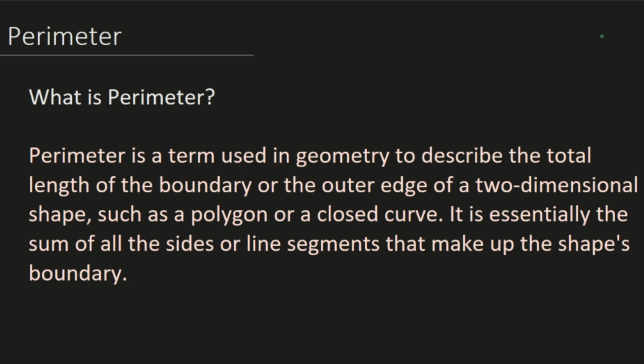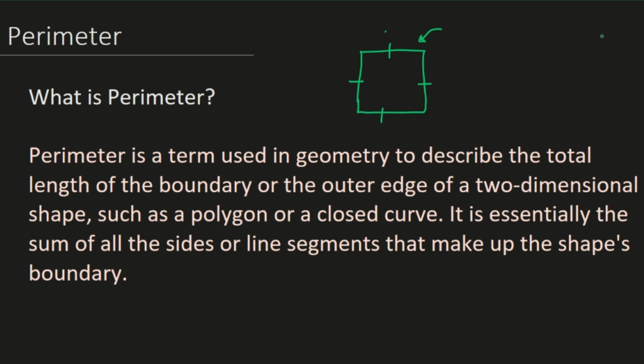For an example, if I take a square like this, a square whose all the sides, four sides, are equal to each other. So in order to find the perimeter of this square, what you have to do is add all the lengths of these sides, all the four lengths should be added together in order to get the perimeter of this square. Okay, I hope it is clear.